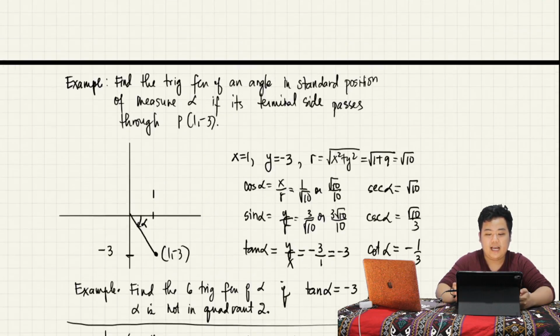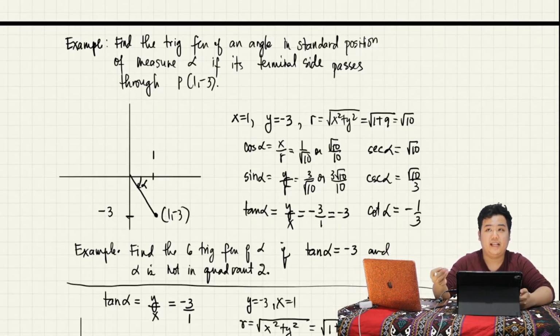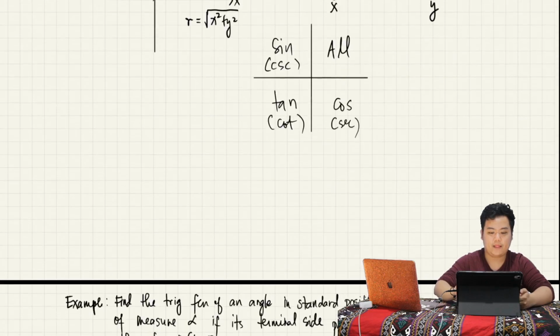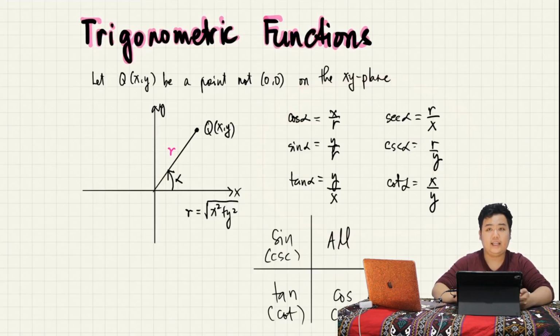So, ano yung moral ng lesson na to? So, pag binigyan ka ng angle, meron siyang trigonometric function values. Yun yung cosine, sine, tangent, secant, cosecant, at saka cotangent. So, para makuha mo yung value nun, kukuha ka lang ng isang point dun sa terminal side ng angle and then apply this formula. Okay? And kapag alam mo yung isang trigonometric function value at yung quadrant ng terminal side ng angle, malalaman mo yung ibang trigonometric function values pa.